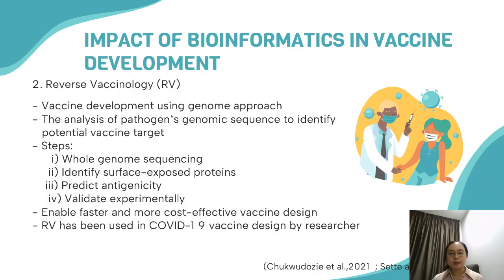Reverse vaccinology is a type of vaccine development using a genomic approach, whereby it involves the analysis of the pathogen's genomic sequence to identify the potential vaccine target. The steps start with whole genome sequencing, identification of surface-exposed proteins, antigenicity prediction to determine which antigen or protein stimulates a stronger immune response, and finally experimental validation to validate the selected antigens or proteins, where their immunogenicity and safety are being tested.